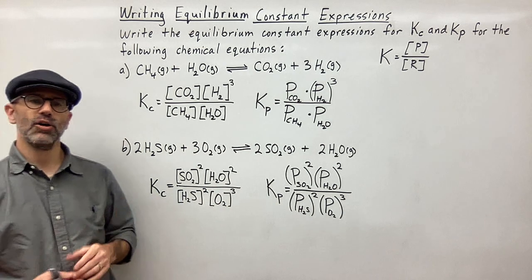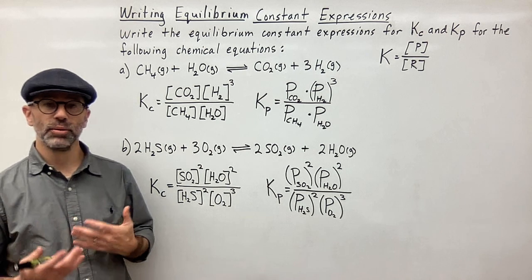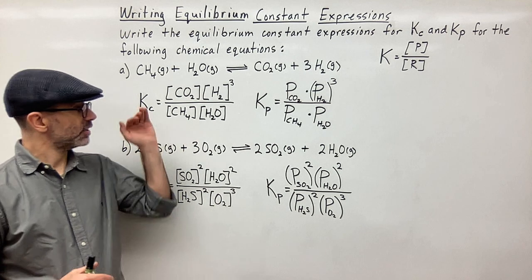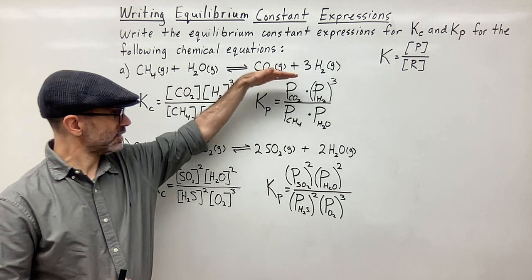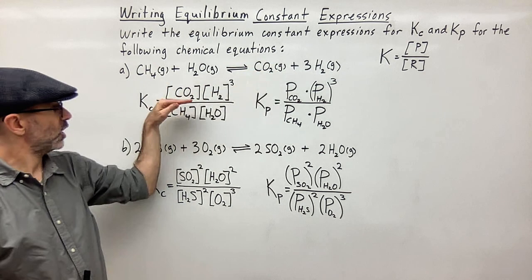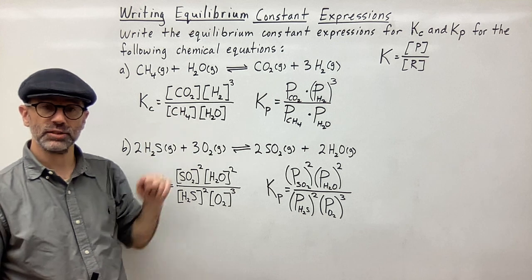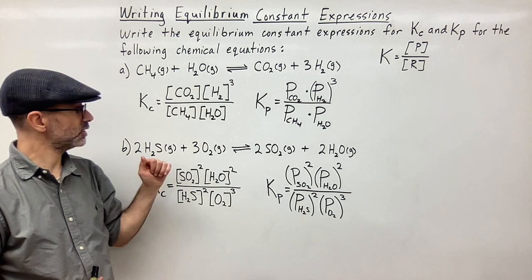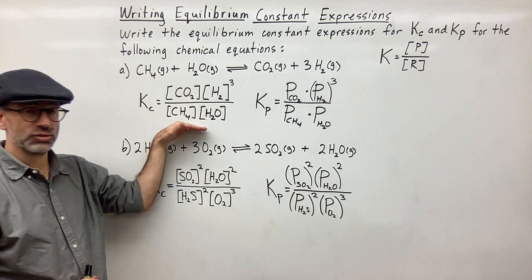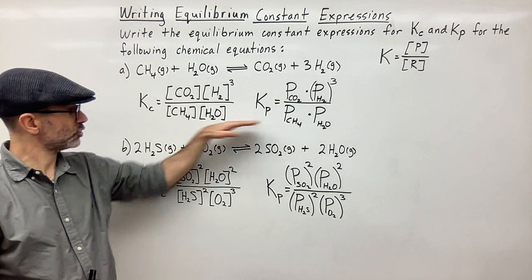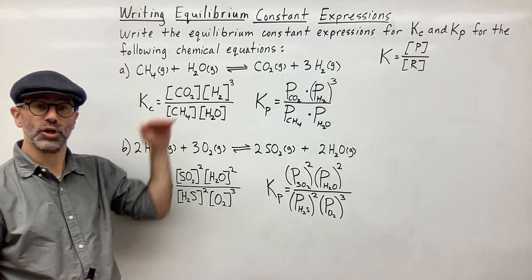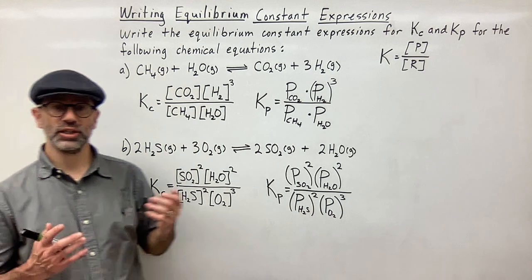And that is how you write the equilibrium constant expressions for any reaction. So again, it's going to be the product concentrations or pressures raised to the powers of their coefficients, and then divided by the concentration or partial pressure of the reactants raised to the power of their coefficients. And that's all you need to do.